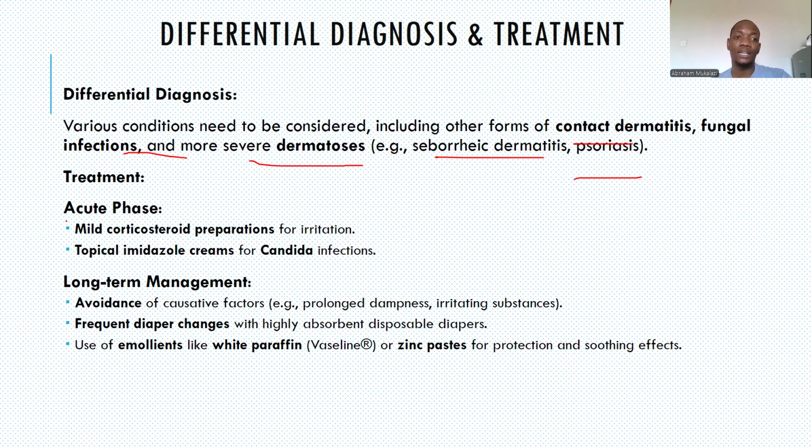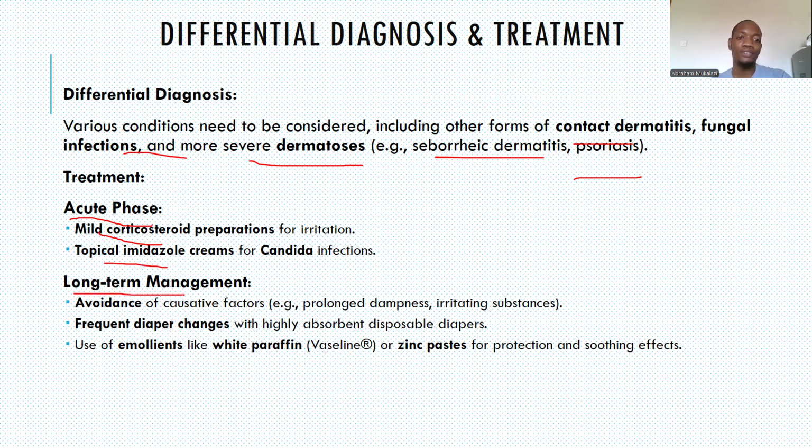So in terms of treatment, in an acute phase where there is a rash, itching, and so on, you can use a mid-potent corticosteroid preparation, and in this case, we prefer that you use ointments, which have fewer irritants and fewer preservatives and have better penetration. And then you can also use topical imidazole creams if you are suspecting a co-infection with Candida. If you get satellite lesions, maceration, and wetness, then you can think about Candida. And in that case, you can give any imidazole cream like miconazole or even itraconazole, or even ketoconazole cream, and that will be it.